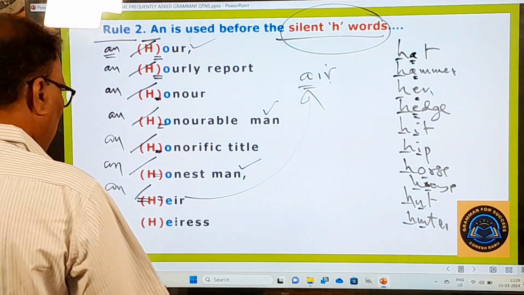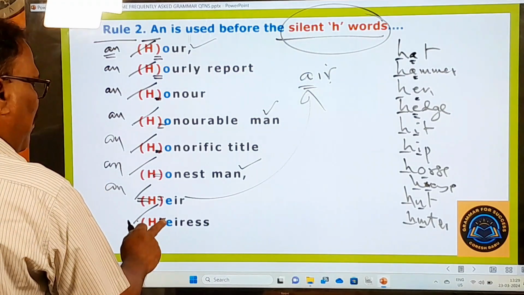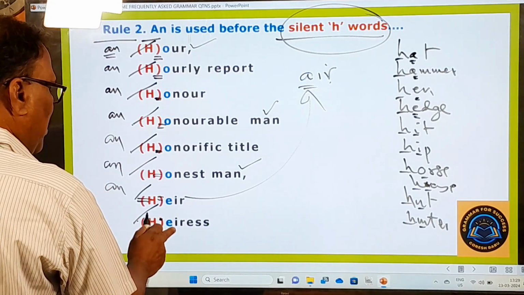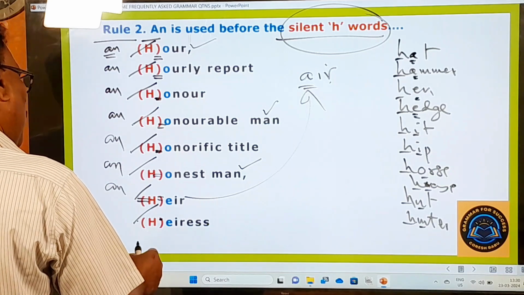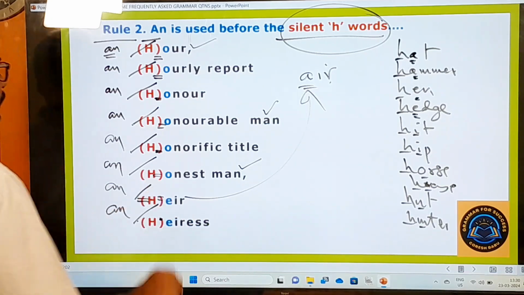Okay, and heiress. In this also H is silent. We are pronouncing the word from this E. E is giving a vowel sound, and therefore we think that this word is beginning with a vowel sound, and therefore we use an before that.